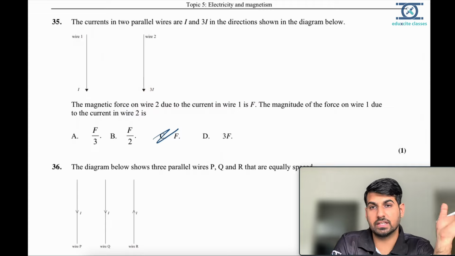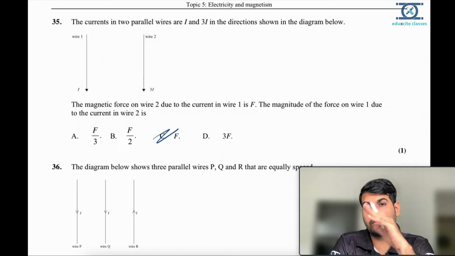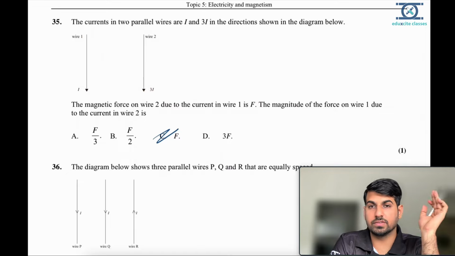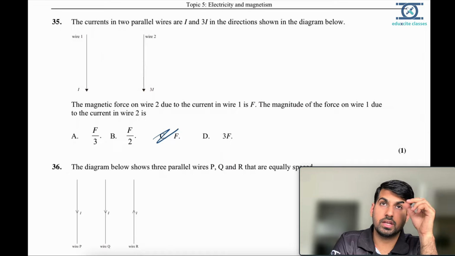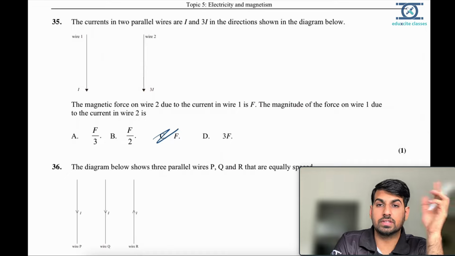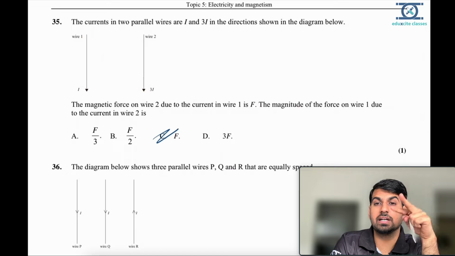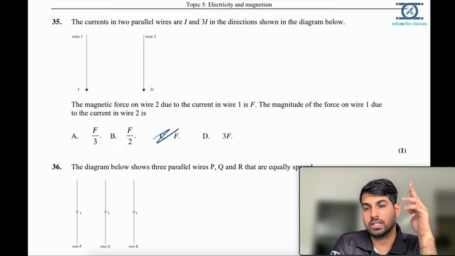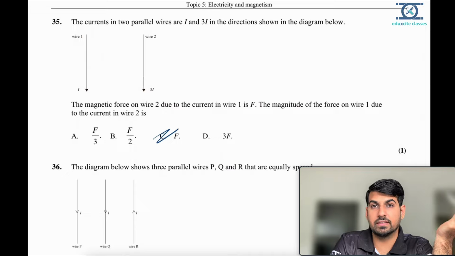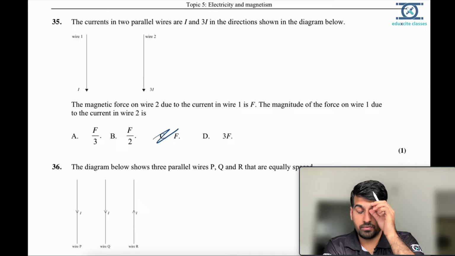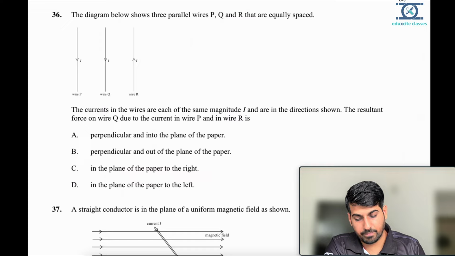If one force is acted by one wire, the same amount of force will be acted by the second wire on the first wire. Because if you look at the formula, although it is not in your IB, it's μ0 I1 I2, that is the product of the current in both the wires. So if you do I into 3I or 3I into I, you will get the same answer. So the same force will be exerted on one another.